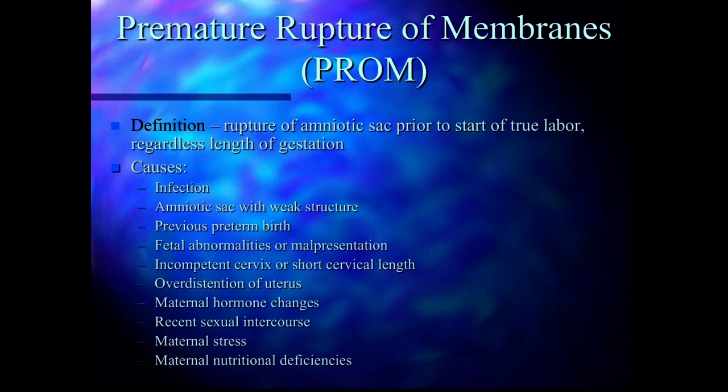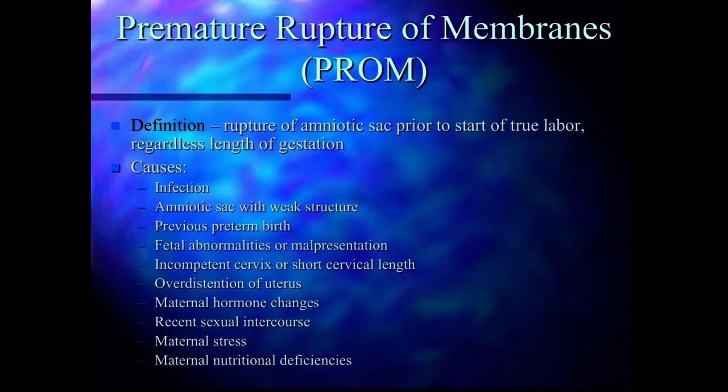Now, premature rupture of the membranes, by definition, is rupture of the amniotic sac prior to the start of true labor, regardless of what the gestation is. And so she could be full term, but labor hasn't really started, but then her membranes rupture and she has no further symptoms of labor.